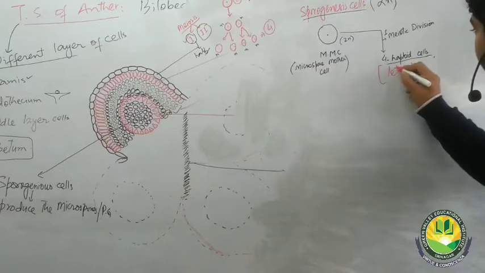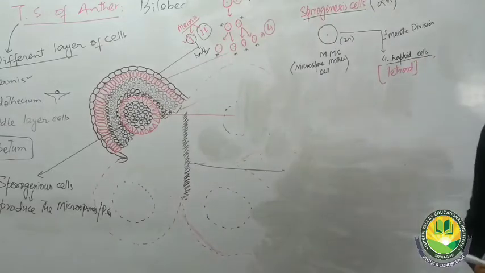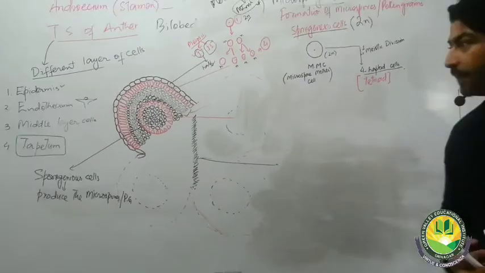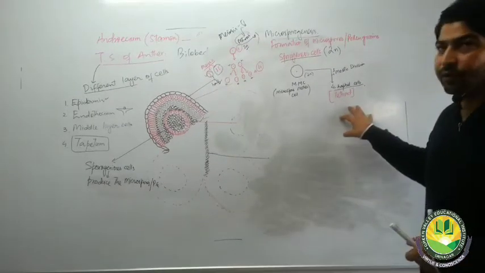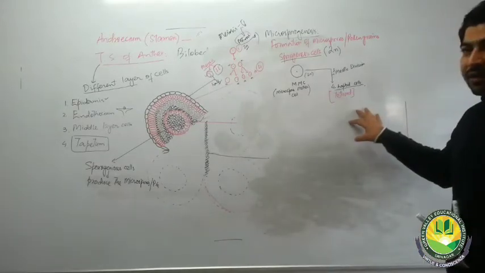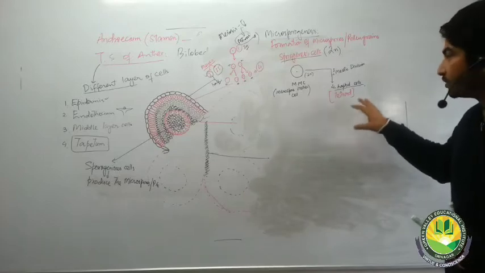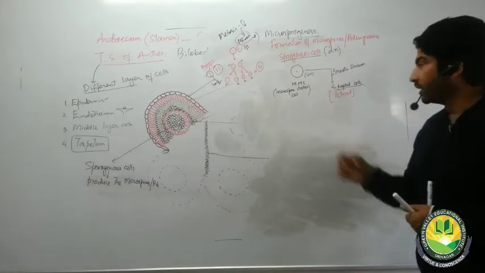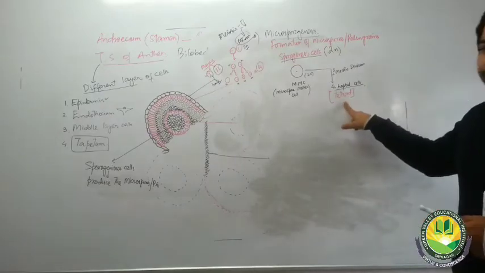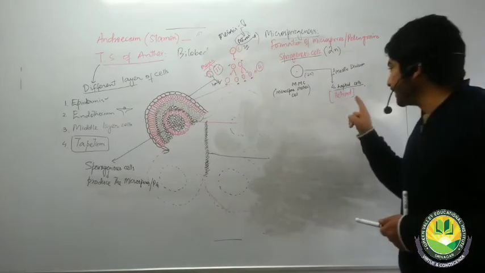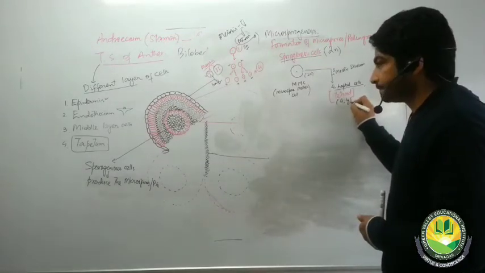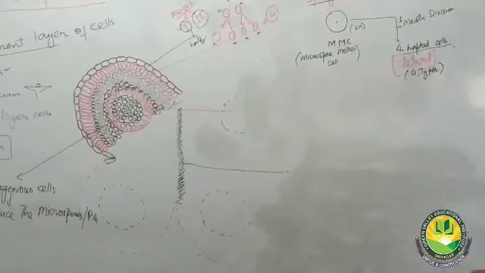Tetrad. The important thing is that these tetrad cells, these four cells, are compactly packed. The reason is that we have the deposition of callose in them. Because of the callose, these cells are going to get attached with each other. Now, there are four conditions of this tetrad. That means a tetrad can be of four types.